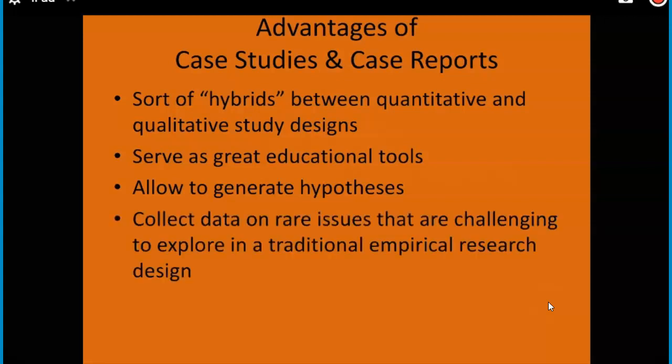Often case studies and case reports allow researchers to collect data on rare issues that can be challenging to explore in traditional empirical research design. And they do generate new observations. So newness and unusualness, if that's a word, are really key parts of topics that are explored or published as case studies and case reports in scientific publishing in particular.